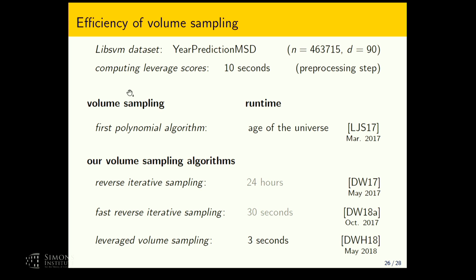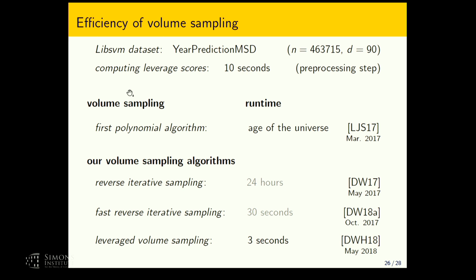Are you saying the first poly-time algorithm? I thought that there were known poly time algorithms for approximate volume sampling well before last year. Aren't there these MCMC methods that pretty much get it right? Right. So this is all for exact volume sampling. And I guess that gives you the unbiased.